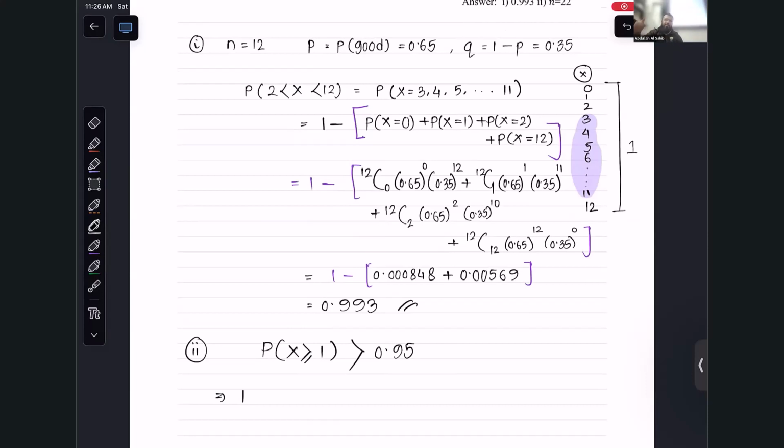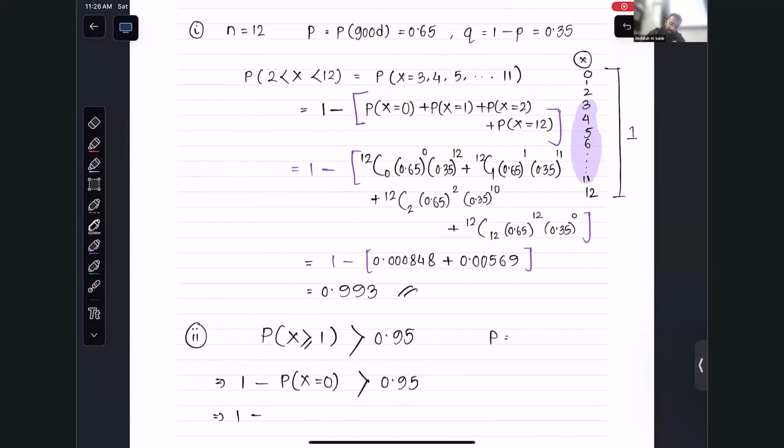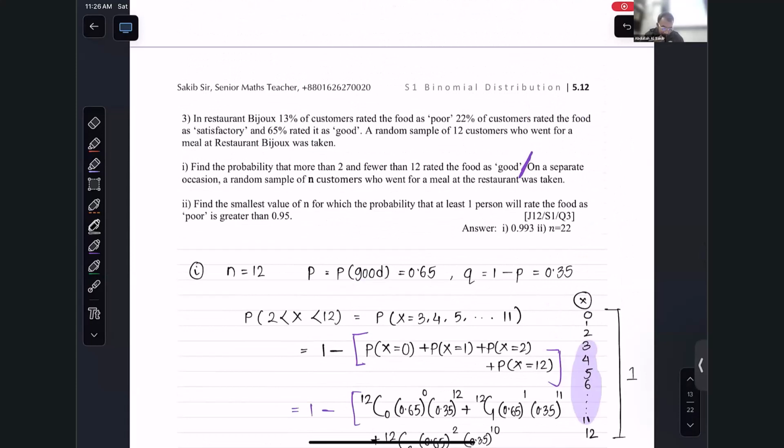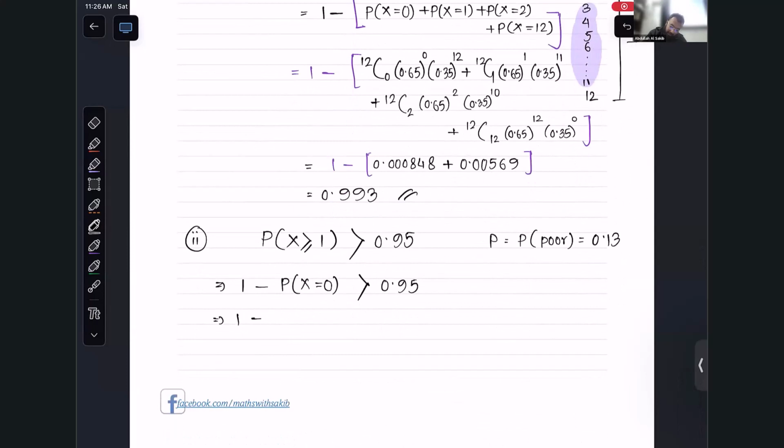Now, more than 1 means either 1, 2, 3, 4, 5, 6, 7, 8, 9, 10, 11, 12. What you can do is subtract the probability of x equal to 0 from 1. So that is 0.95. So 1 minus, okay, what is the probability of success here? Rating the food as poor. How many of them rated the food as poor? 13%, so 0.13. So what will be the q? 1 minus 0.13, that is 0.87.